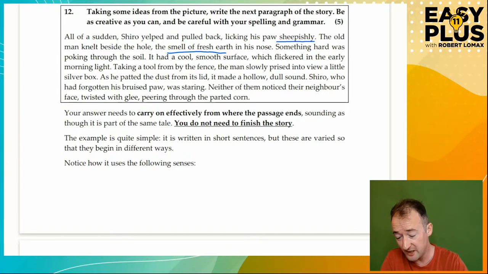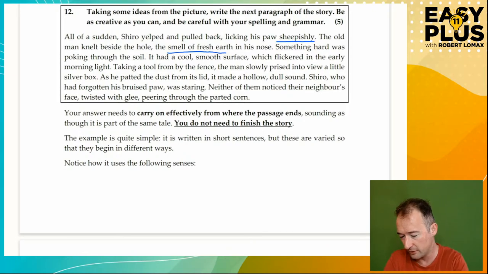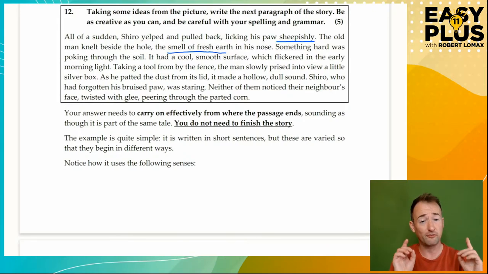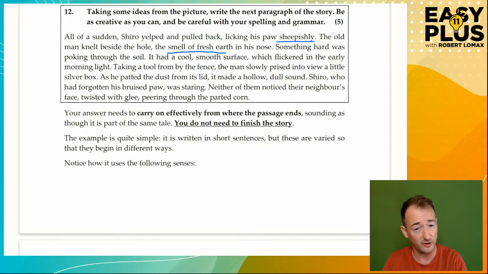And yeah, we imagine ourselves as the old man, basically. It's also setting the scene a bit. The old man is kneeling there. Shiro has pulled back and is licking his paw. So it's a scene in transition. The characters are moving around. We can see that. Something hard was poking through the soil. Something hard. I haven't said what it is. I haven't yet said what it looks like, because the first thought for the old man is there is something hard poking through the soil. And then as he looks at it, he'll have more thoughts about it. And so will we. So our thought process is following his.